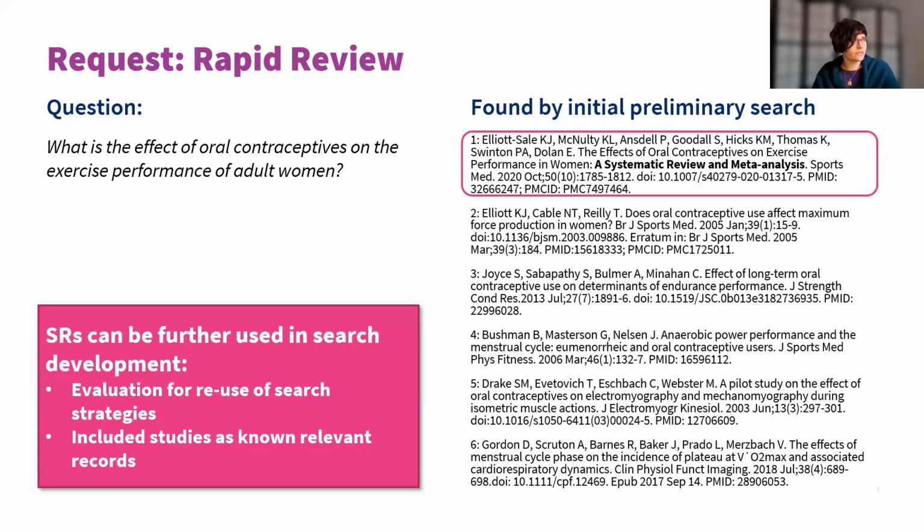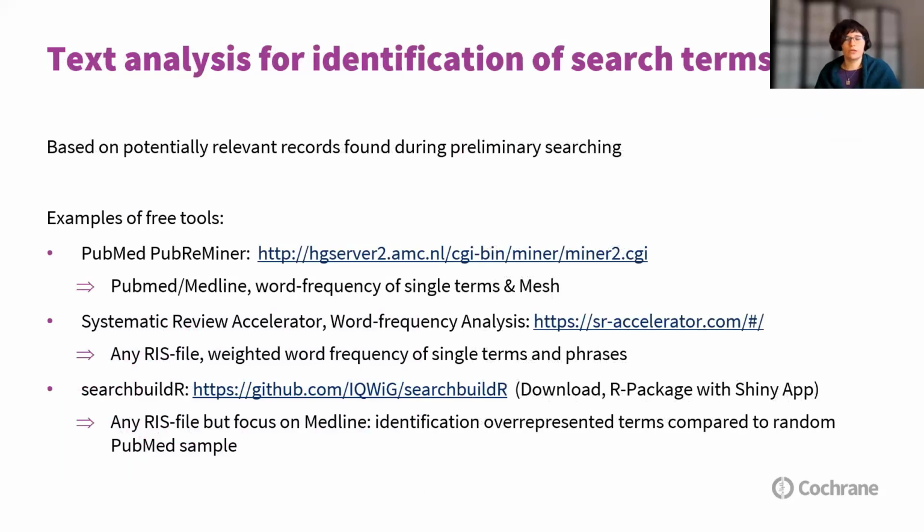And once I have a nice set of potentially relevant studies, I can use text analysis tools to identify potentially relevant search terms. I have listed 3 tools here that are free to use. The first one you are probably all familiar with is called PubReminer, and as the name implies, you can use it based on PubMed Medline records.